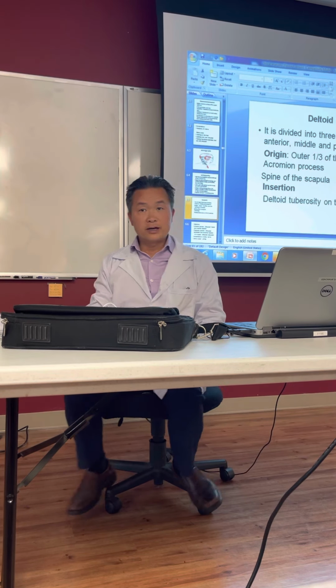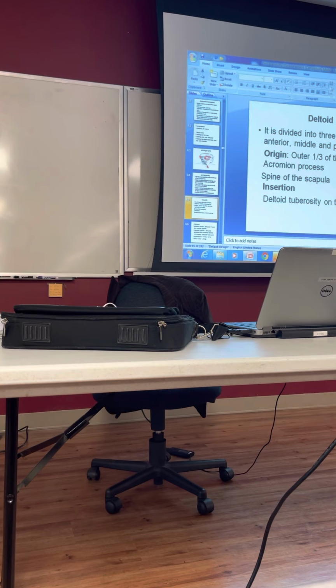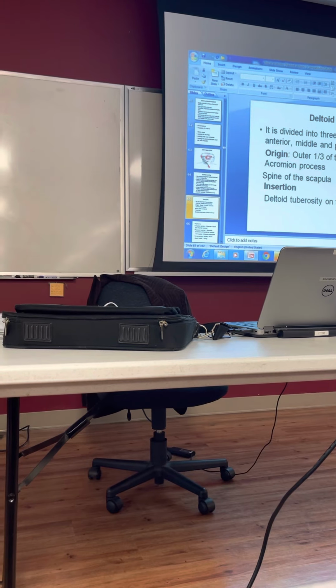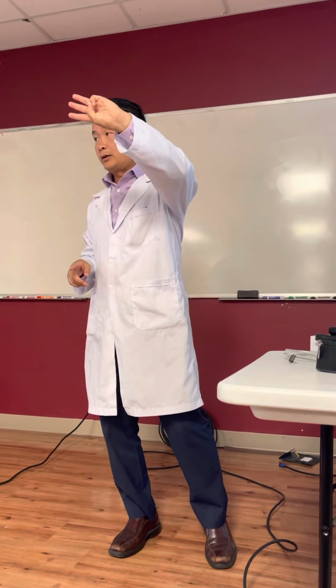For the deltoid muscle, you ask the patient to lift the shoulder up, and you press down. Shoulder abduction, you press down. Turn the shoulder to the back and lift it up, and you press down. Then you can check the three portions of the deltoid muscle.